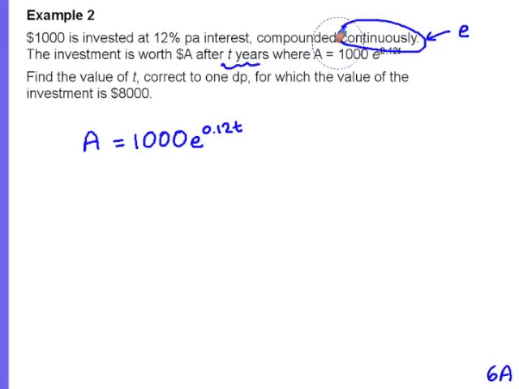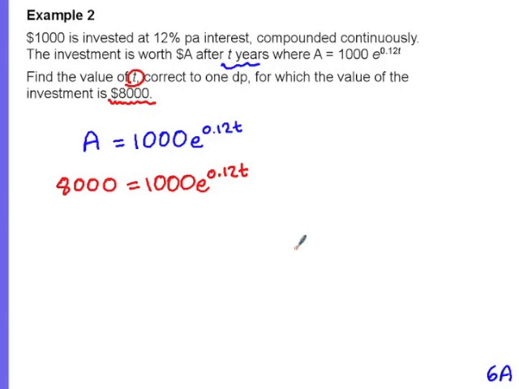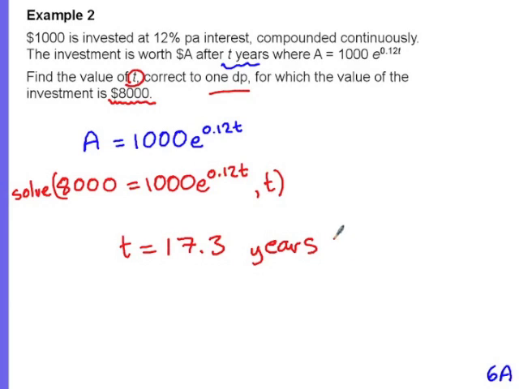Now this time we're looking for the value of t when the investment reaches $8,000. So we're looking for how many years it's going to take for that $1,000 to be worth $8,000. So we substitute in 8,000 for A, and if you have a CAS calculator you can solve this using the solve function. So t is 17.3 years, rounded to 1 decimal place.